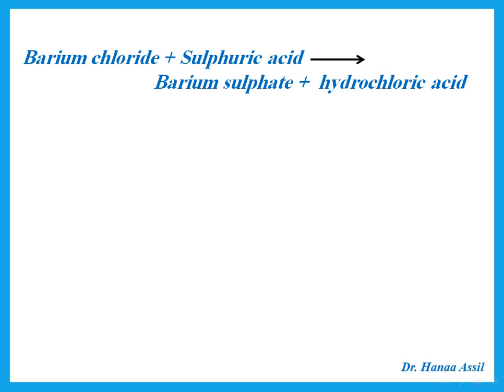Let's try another example. We have barium chloride plus sulfuric acid to give barium sulfate plus hydrochloric acid. So let's write the symbols first. Barium chloride, sulfuric acid to give barium sulfate plus hydrochloric acid. You should be able to write this symbol equation. Then we take a look which one is aqueous and which one is solid, liquid, or gas.